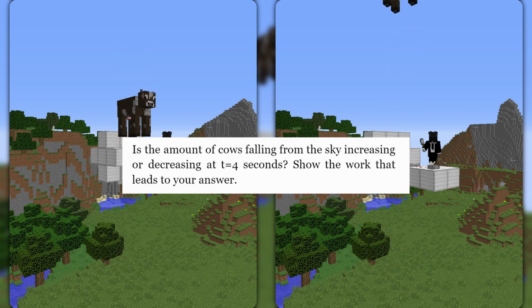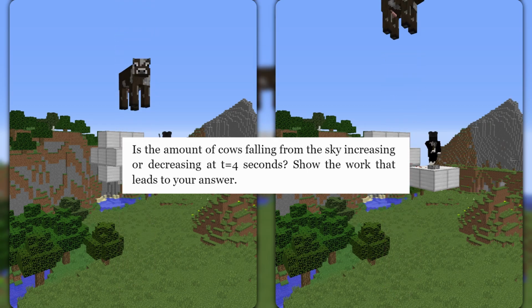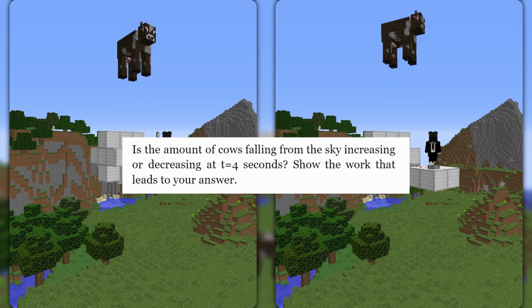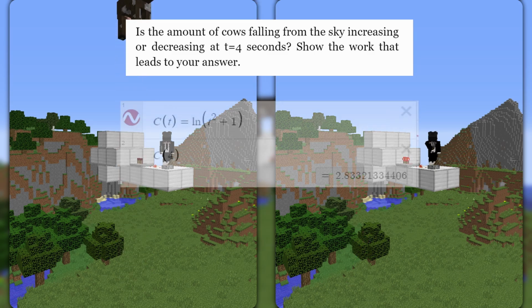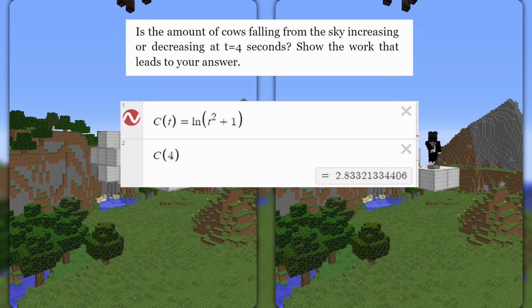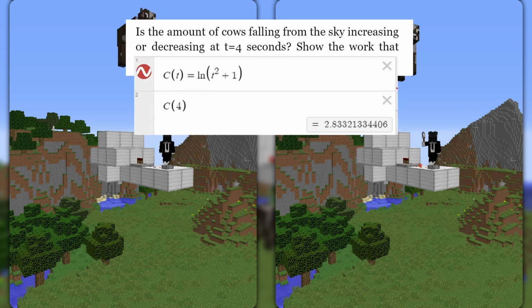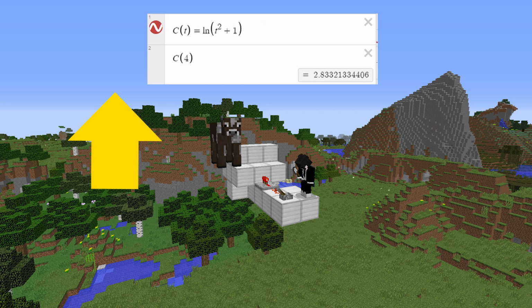So to solve this problem, we would have to look at the rate at which cows are falling and evaluate it at t equals 4. So when plugging in 4, we can see that our rate at which cows are falling at t equals 4 is positive. This means that the amount of cows falling is increasing at time t equals 4. Now this problem is very straightforward. However, there's a very similar problem that throws a lot of students off.